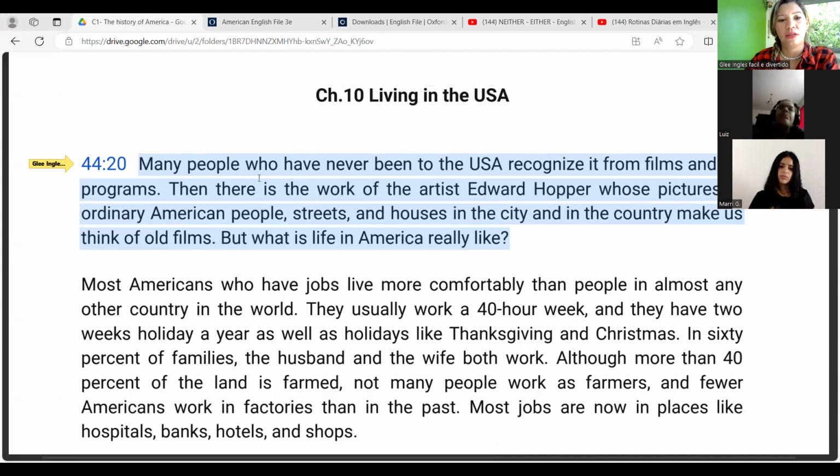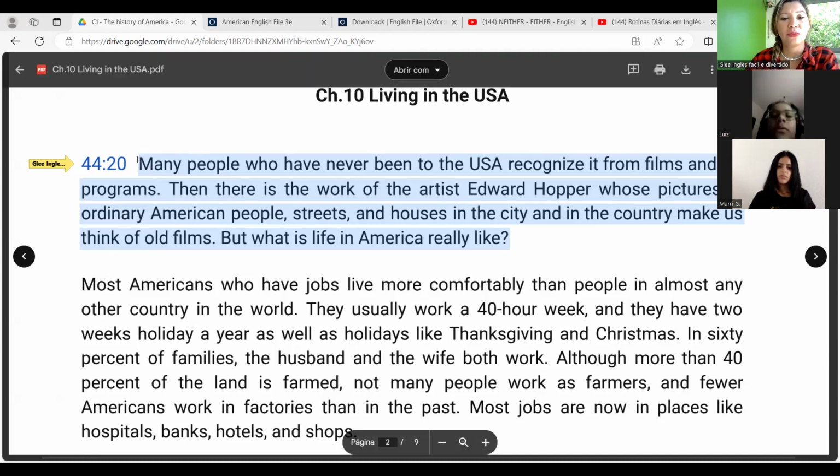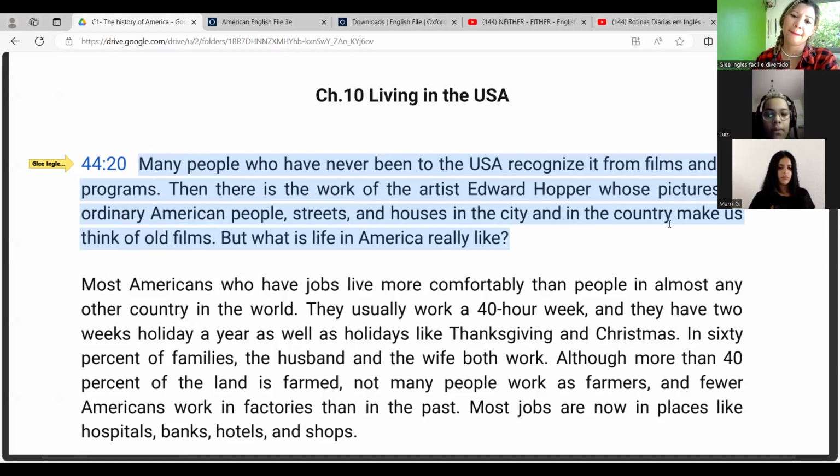Okay guys, so let's start with Luis. You can read this here in English and Portuguese. Next one is Mari. Many people who have never been to the USA recognize it from films and TV programs. Then there is the work of the artist Edward Hopper, whose pictures of ordinary American people, streets and houses in the city and in the country make us think of old films. And what is life in America really like?